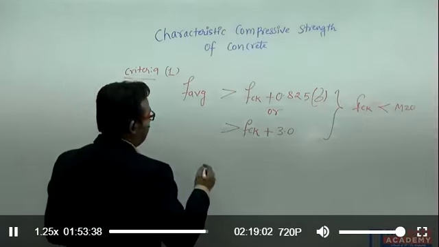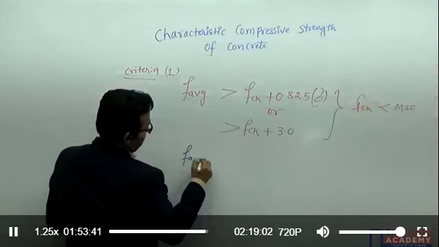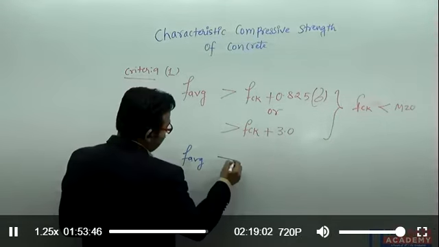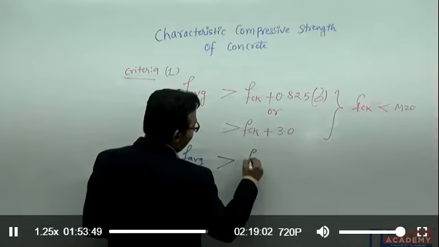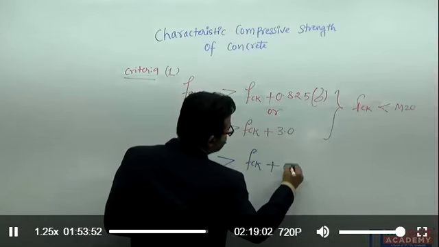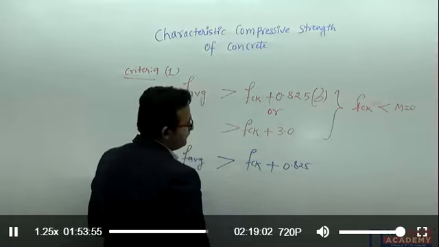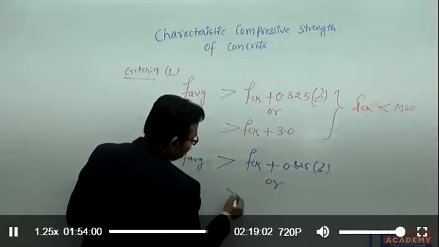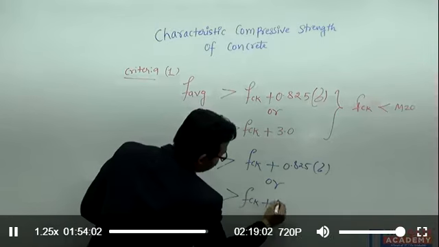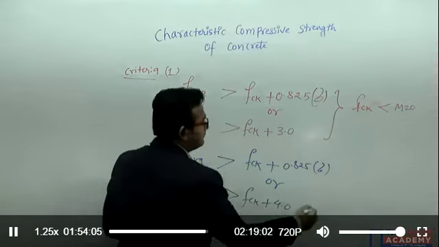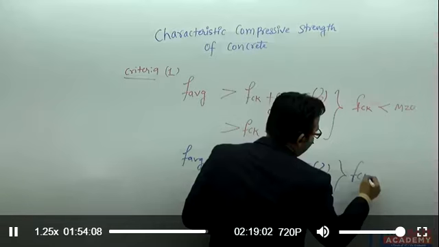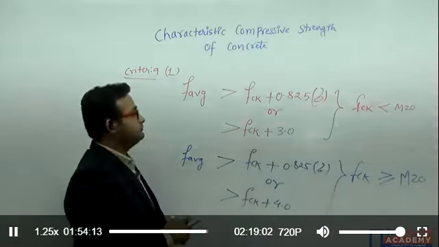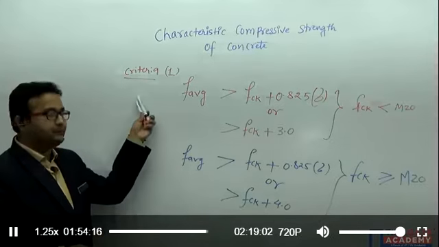If I want to talk for the grade greater than or equal to M20, so F average shall be greater than FCK plus 0.825 into standard deviation sigma, or should be greater than FCK plus 4. This is for grade FCK greater than or equal to M20. This is our criteria number first.